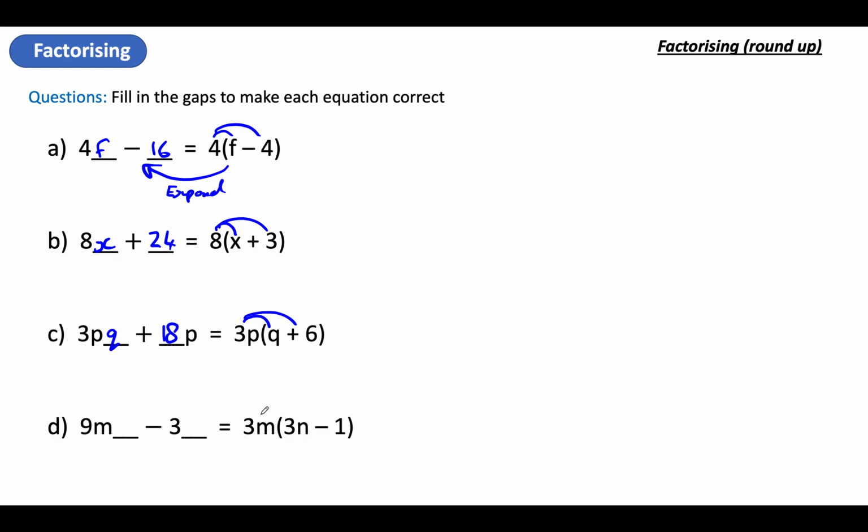Last one, 3m times by 3n. 3 3s are 9. M times m is m squared. Right, so that little blank there was for the squared bit on the m, 9m squared. And then 3m times by negative 1. Well, 3 times the 1 makes 3. But of course, actually, there's an m missing as well. That needs to be there. So when it multiplies out, it becomes negative 3m.